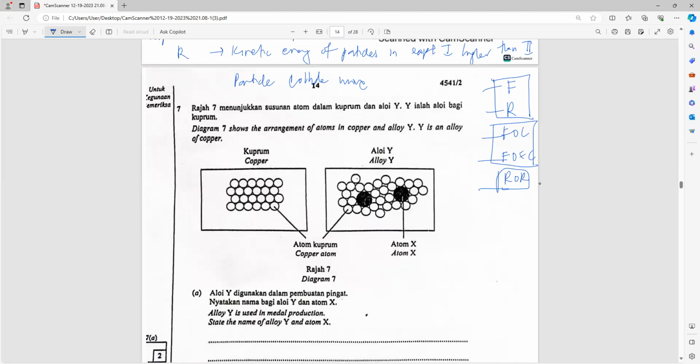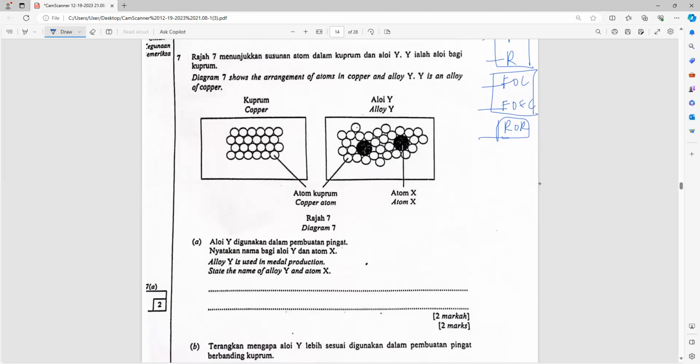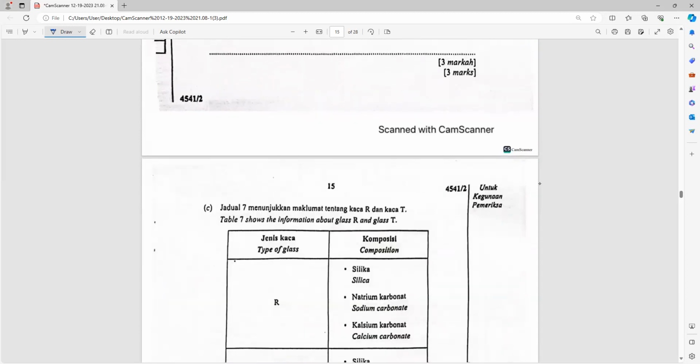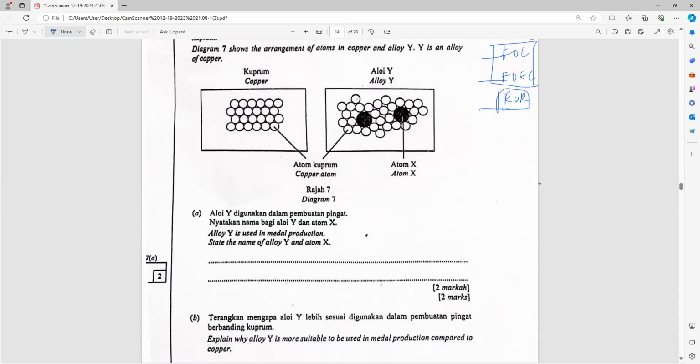Does anyone have a question on rate of reaction that you want to ask me? Not sure. No, we go to question 7. Do you all need help or can you answer? You tell teacher, does anyone need help for question 7? Oh, need help. Okay, let's go.